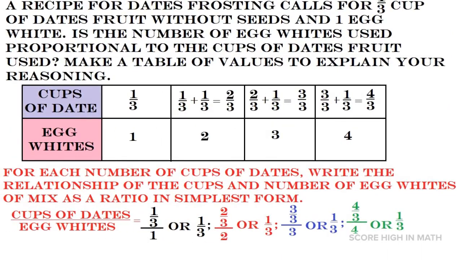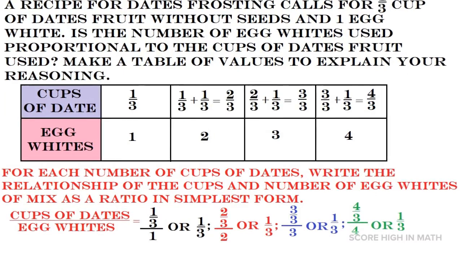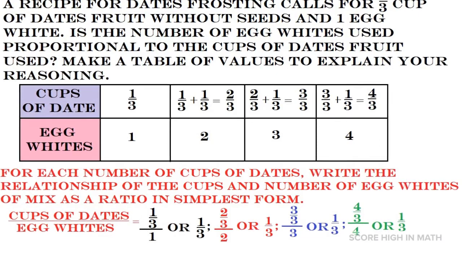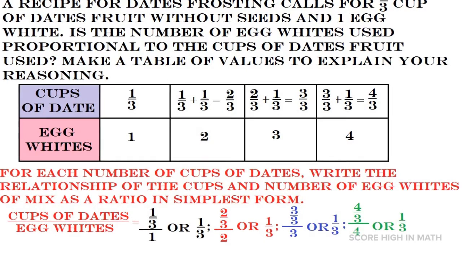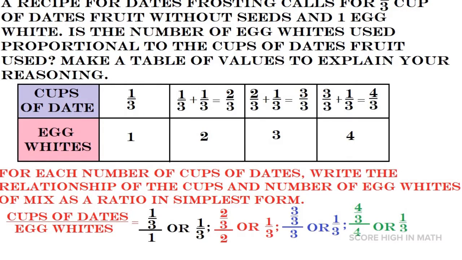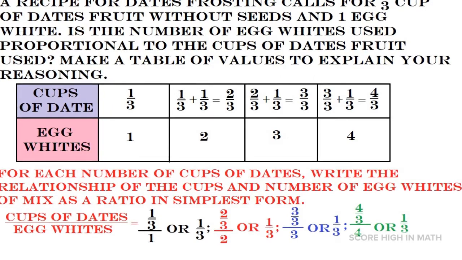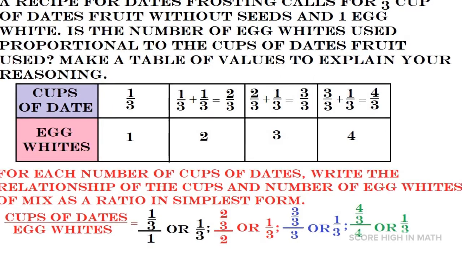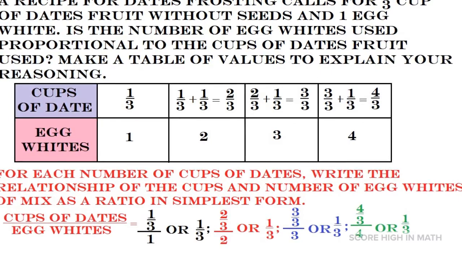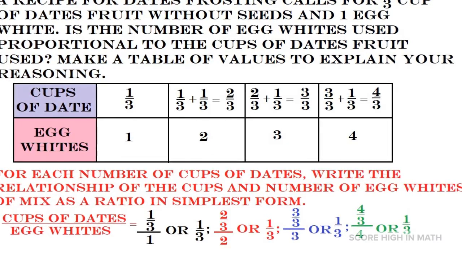Subsequently, for each number of cups of dates, we are going to write the relationship of the cups and the number of egg whites of mixed as a ratio in simplest form. So, the ratio number of cups of dates over egg whites. As a result, 1/3 over 1 is equal to 1/3. On the second column of numbers, 2/3 over 2 is equal to 1/3. On the third column, 3/3 over 3 is equal to 1/3. And on the fourth column, 4/3 over 4 is also equal to 1/3.